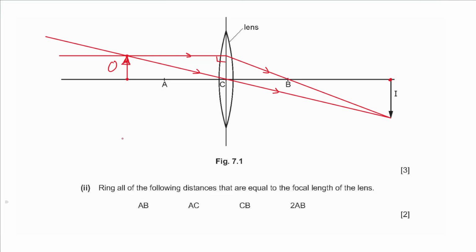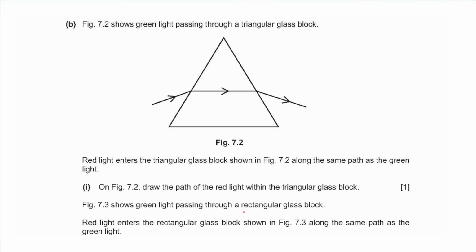Part double I says, ring all of the following distances that are equal to the focal length of the lens. So this is the focal length and this is the focal length. So AC and CB. Part B says figure 7.2 shows green light passing through a triangular glass block.